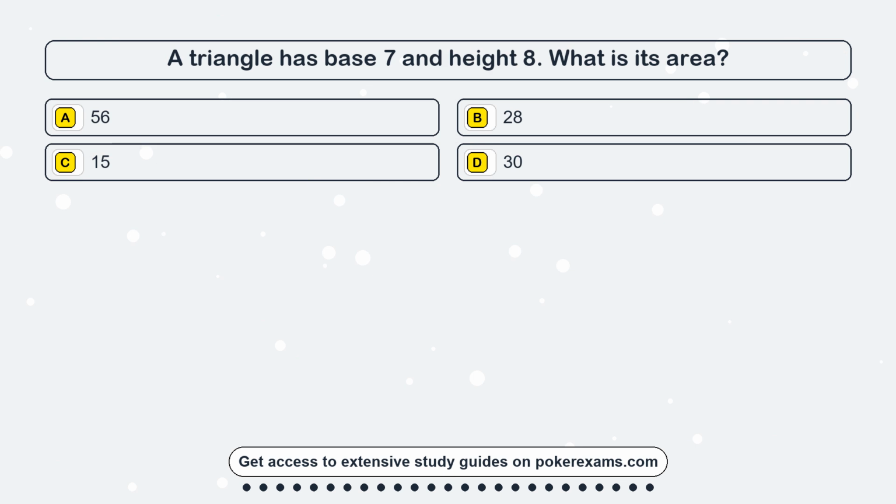Question 17. A triangle has base 7 and height 8. What is its area? Option A, 56. Option B, 28. Option C, 15. Option D, 30.